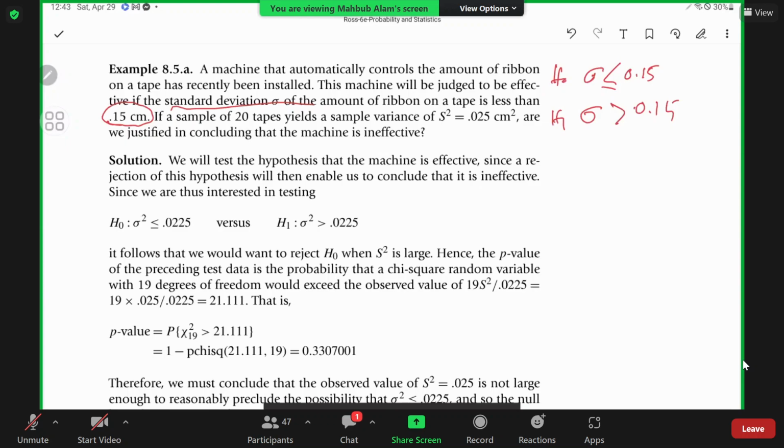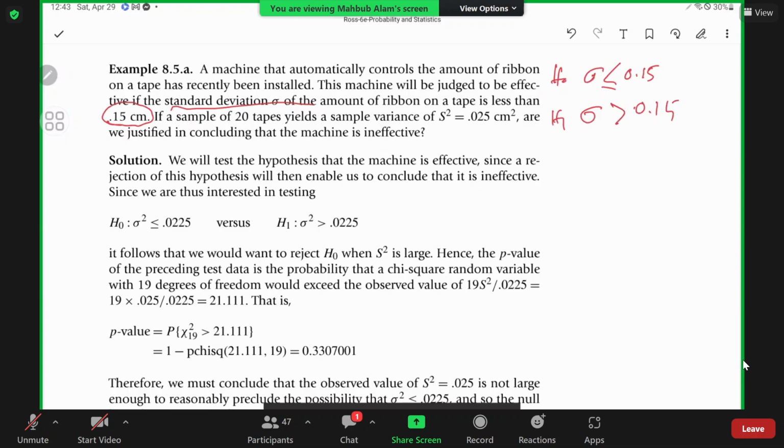Since the parameter is the standard deviation sigma, forget about this. The parameter is sigma, and it is given that sigma is less than or equal to 0.15 versus sigma greater than 0.15. But we want to test it in terms of the variance. So the null hypothesis will be the square of this: sigma square is less than or equal to 0.0225.